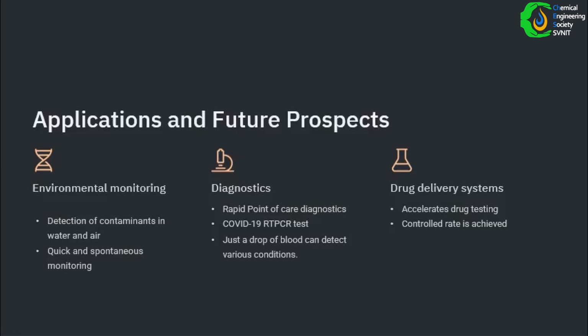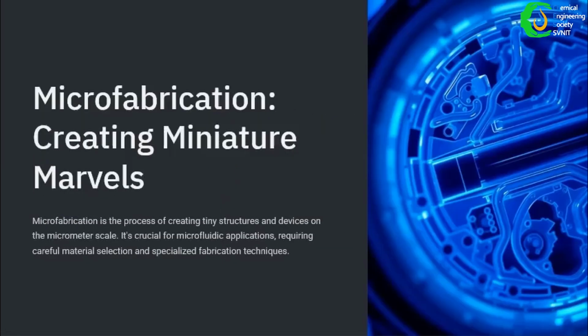Food safety and quality control. Microfluidic devices are used to detect allergens, pathogens, and other contaminants in food products. Companies like Sigma use microfluidics to test for food allergens like peanuts or gluten directly at production sites, ensuring food safety.